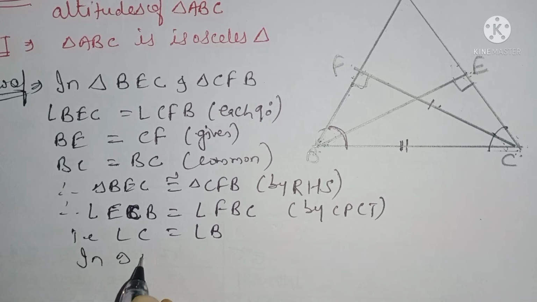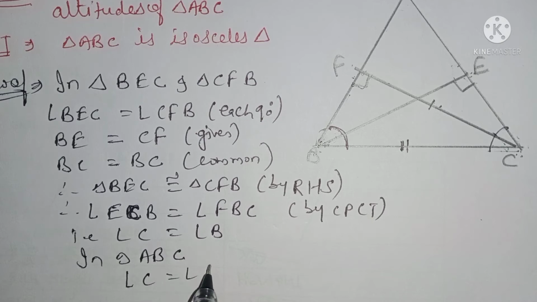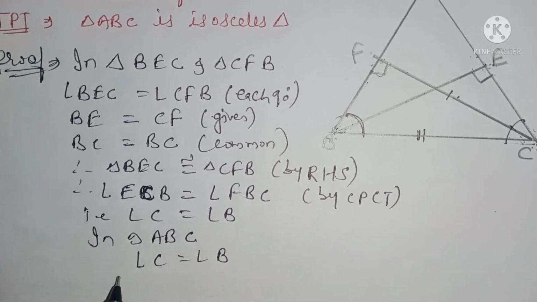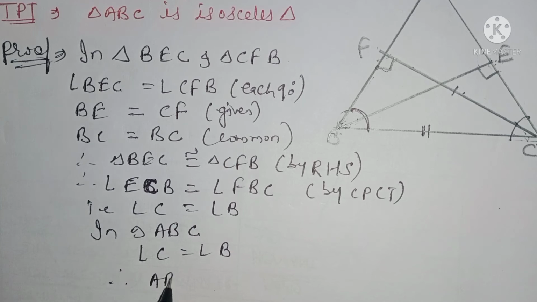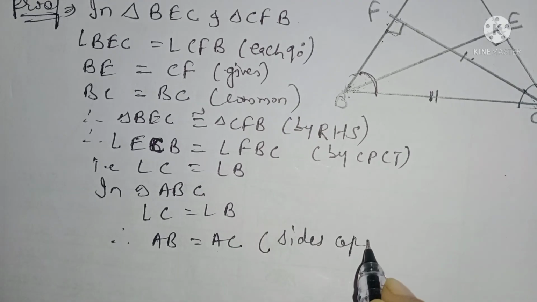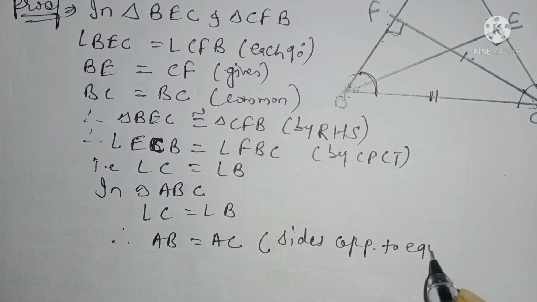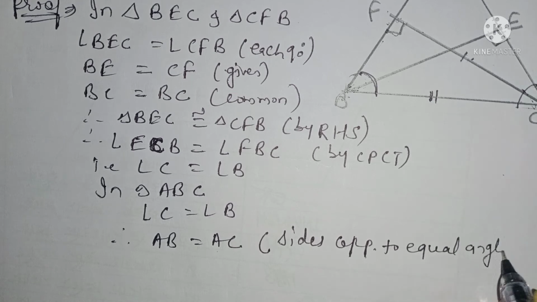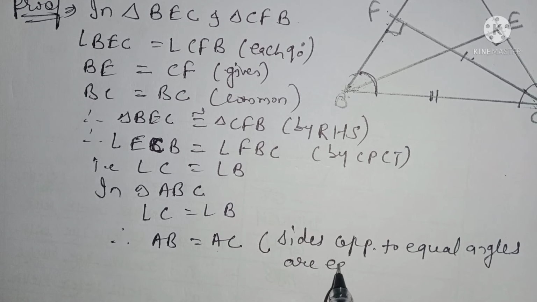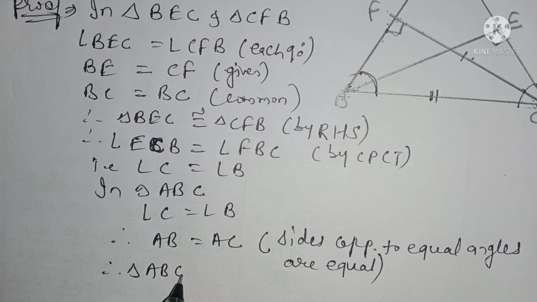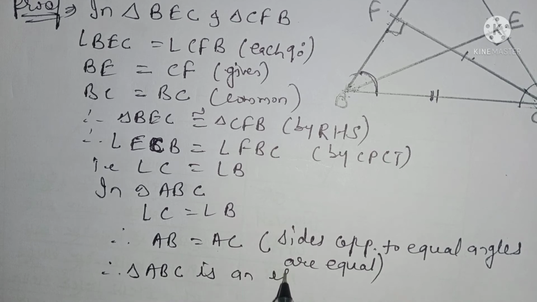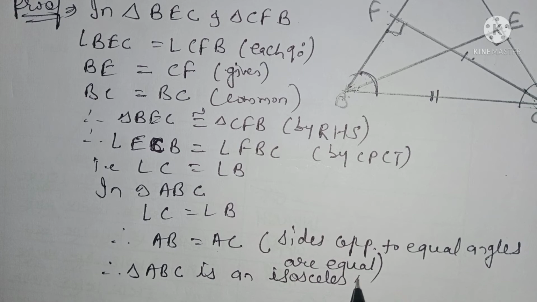And in triangle ABC we have angle C is equal to angle B and therefore the side opposite to angle C, that is AB, is equal to the side opposite to angle B, which is AC. The sides opposite to equal angles are equal, and therefore triangle ABC is an isosceles triangle.